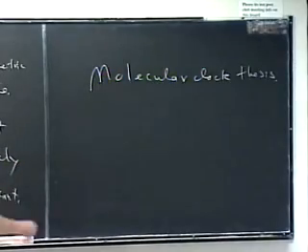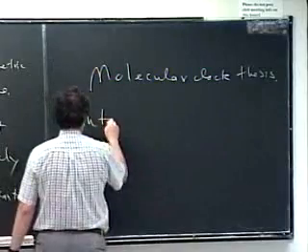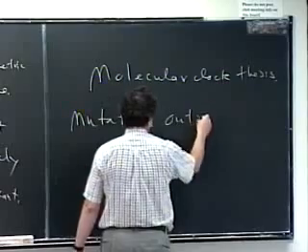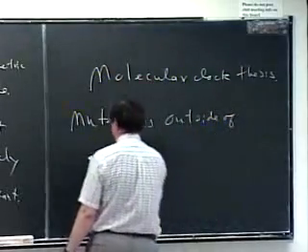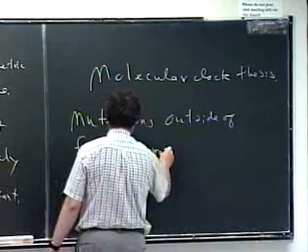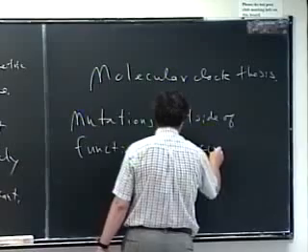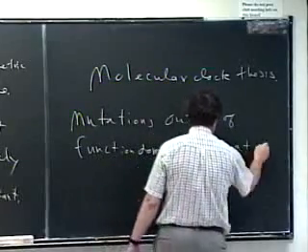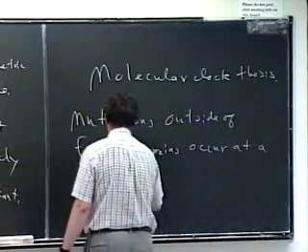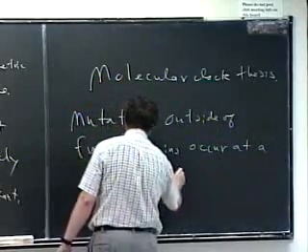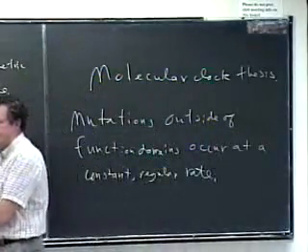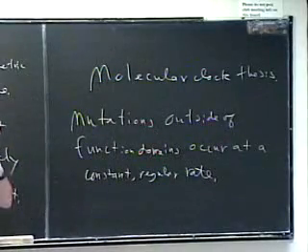So this was that mutations outside of functional domains occur at a constant, regular rate. Okay? So there's a clock, all right?